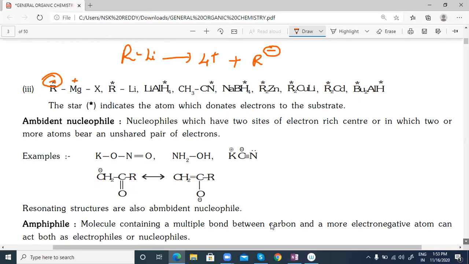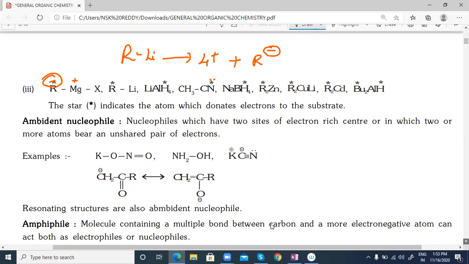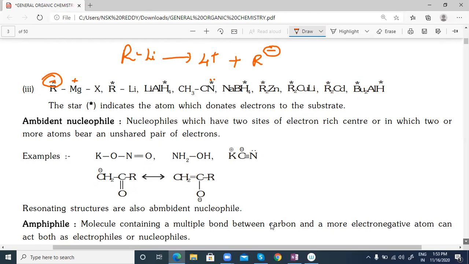Here CN minus means N is going to donate a lone pair of electrons. Here hydride, H minus, I am going to get from NaBH4. I can get Na plus and BH3 minus. The actual mechanism is still there, but I'm not providing it here. Just for understanding purposes I provided H minus like that.